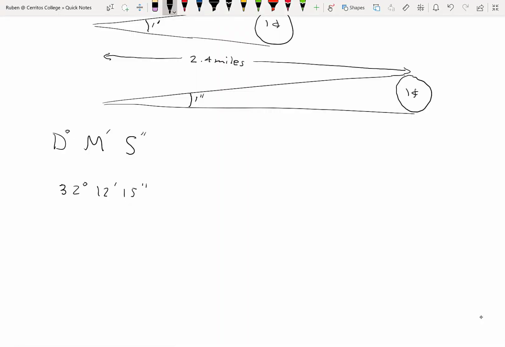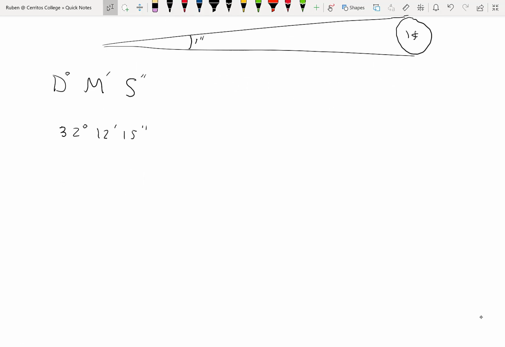So if you want to play along and learn how to use your calculator, or to practice using your calculator to convert from DMS notation to decimal degrees and vice versa, maybe pause the video and grab your graphing calculator. Otherwise, you can just observe or take notes. So suppose I want, for example, to convert 32 degrees, 12 minutes, 15 seconds to decimal degrees. And this is a purely calculator problem.